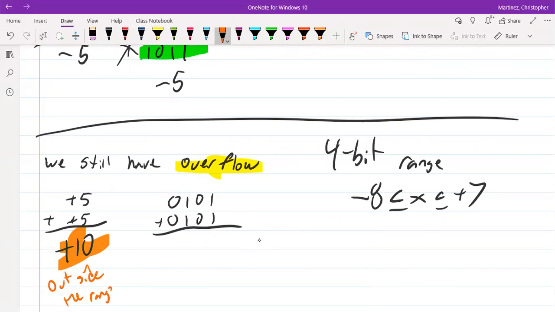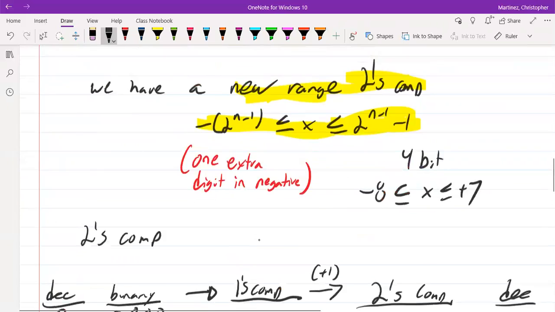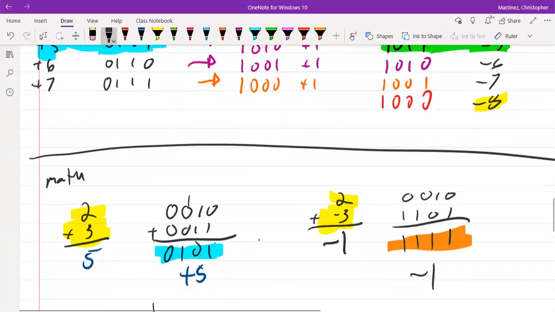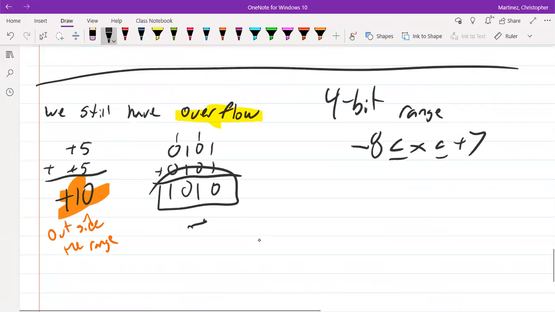Well, because it's outside the range, we're going to see that when we add, we're not going to get a positive number. 1 plus 1 is 2. 1 plus 0 is 1. 1 plus 1 is 2. And then we end up with a 1. This is negative. Let's see what that is. 1, 0, 1, 0. That's -6. So we see that -6 is not equal to our +10. It's an overflow. We're outside the range.